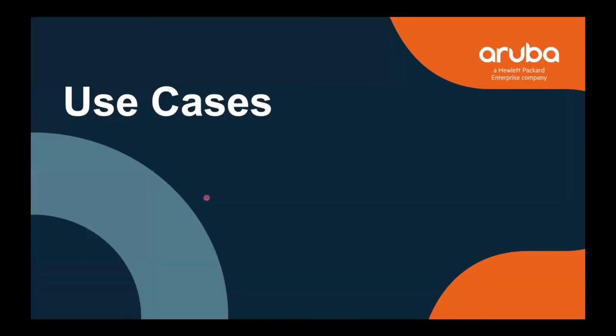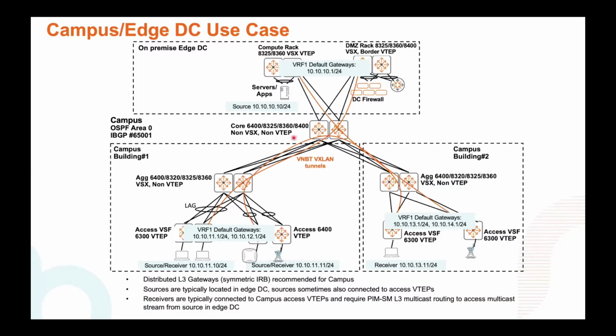Use cases. In the campus, typically we see receivers as these clients, right? They're connected to the access switches, and these are distributed gateways. You can see the default gateways are spread across multiple access VTAPs. But I've also seen some of these clients also as sources. So we can support both source and receivers at the access, not a problem.